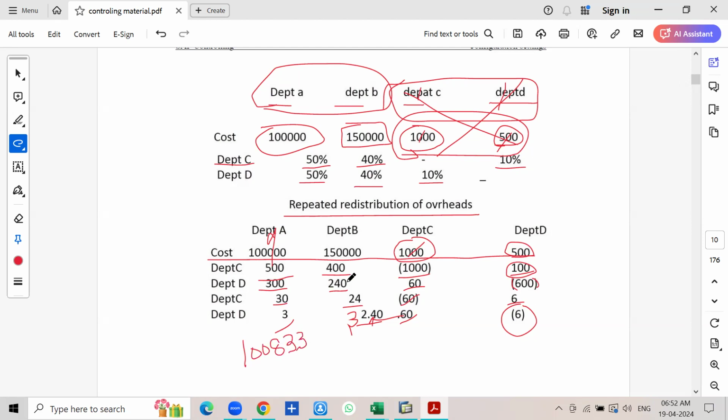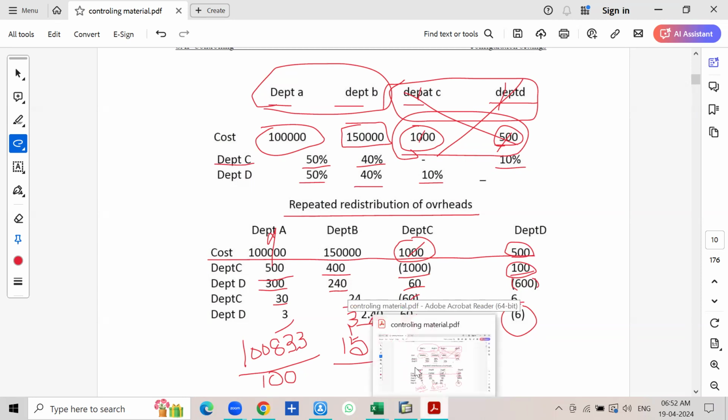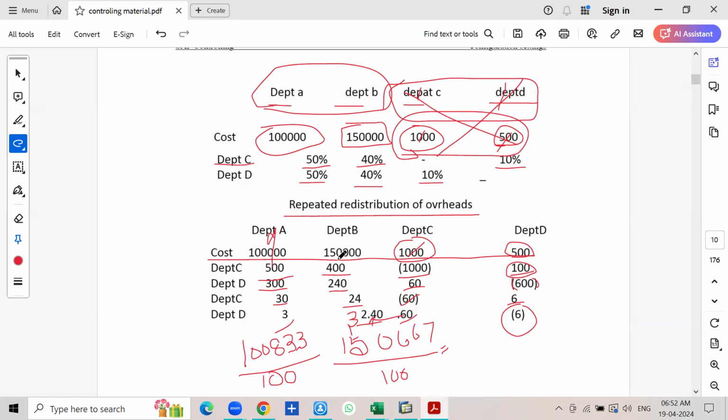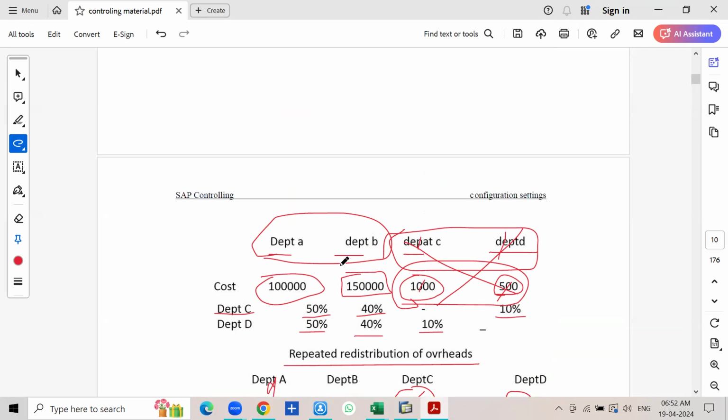Right? Then the cost of Department B, 1,50,667. Now, divided by total output. Department A, 100 tables. Department B, 100 iron safes, which gives you the cost per unit. Right? This is called repeated redistribution of overheads. Whoever remembers, you might have seen this repeated redistribution of overheads in cost accounting.